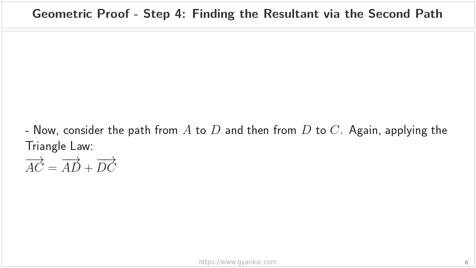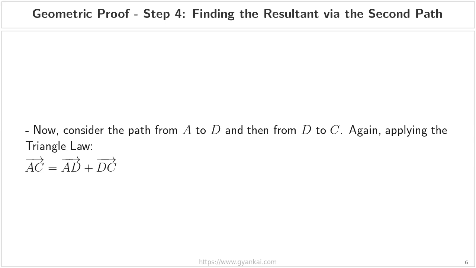Geometric proof. Step 4. Finding the resultant via the second path. Now that we have established the properties of the sides in the previous slide, let's look at the second path across our parallelogram. Instead of starting from point A and moving towards C via point B, let's consider the path from point A to point D, and then from point D to point C by applying the triangle law of vector addition once again to this new path.